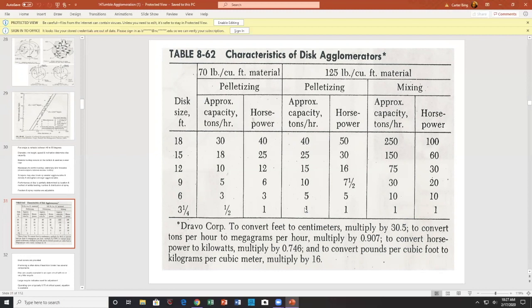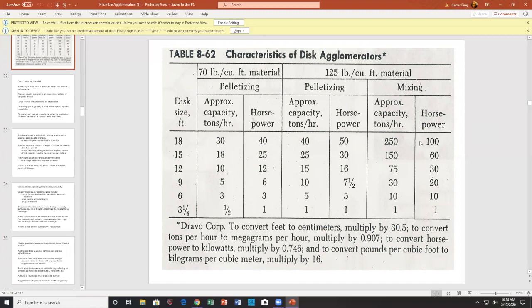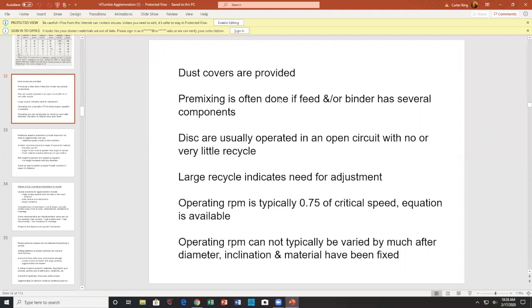Now for mixing, it's interesting to consider these things. They mix by essentially the feed, and the feed is taken away, basically rotated. Dust covers, but likely pre-mixing is often done. A feeding binder has several components. Makes sense. Discs are usually operated open circuit with no or little recycle. Large recycle on a pan indicates that you should make adjustments, right?